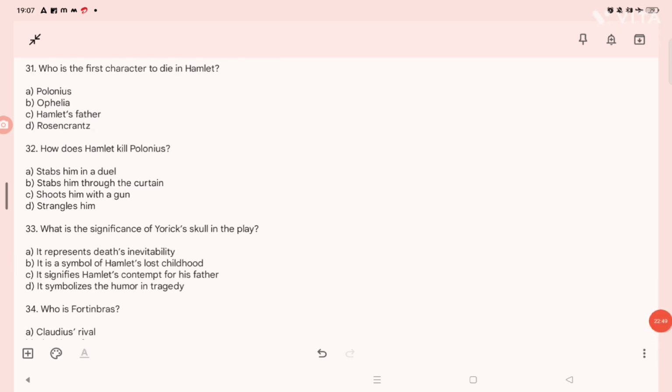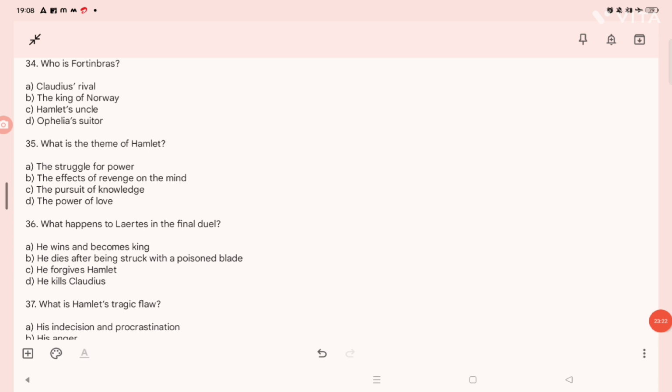Who is the first character to die in Hamlet? Polonius. How does Hamlet kill Polonius? Stabs him through the curtain. What is the significance of Yorick's skull in the play? It represents death's inevitability.